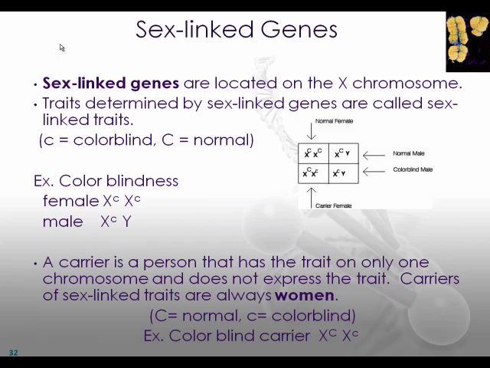Sex-linked genes are located on the X chromosomes. Traits determined by sex-linked genes are called sex-linked traits. Color blindness is an example of a sex-linked trait. A carrier is a person that has the trait on only one chromosome and does not express the trait. Carriers of sex-linked traits are always women. An example of a colorblind female carrier is X big C, X little c.